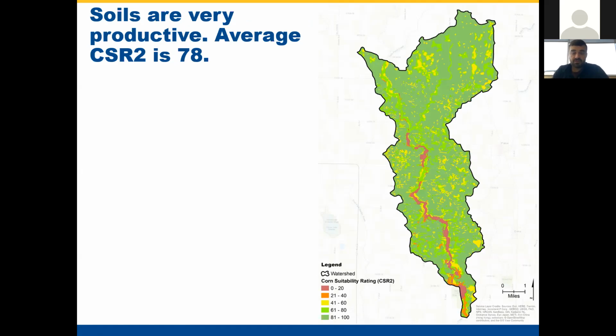So whenever we look into productivity, we have our CSR2 ratings, which is the corn suitability rating. We see the average of the watershed is about 78. So that's pretty good. If you look at those greens and yellows, those are our upper CSR ratings. Obviously, those darker greens, you're talking 60 and above, and real dark is the 80 to 100. But overall, the watershed is fairly productive, which, as we would assume, is very ag dominated. So we want to farm what we can and get our best production that we can.